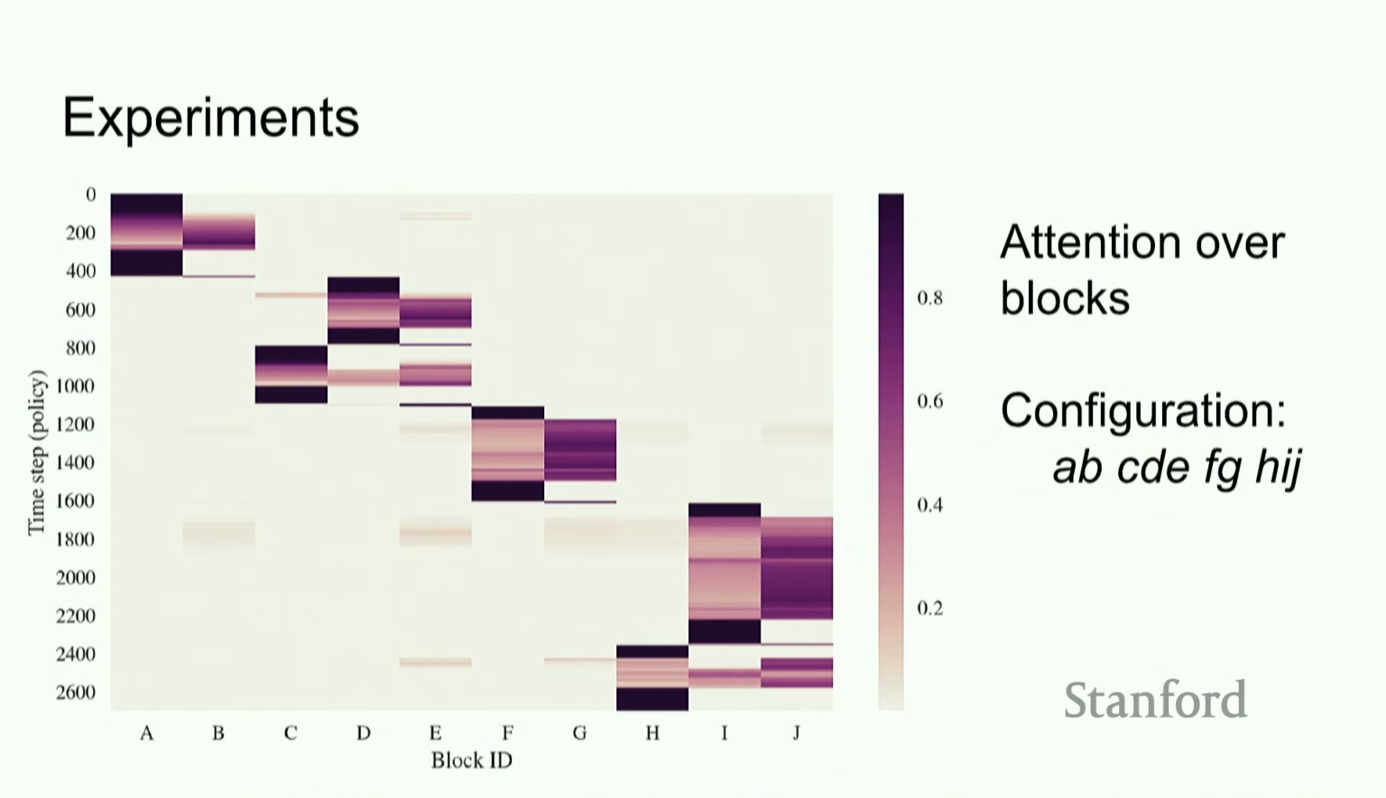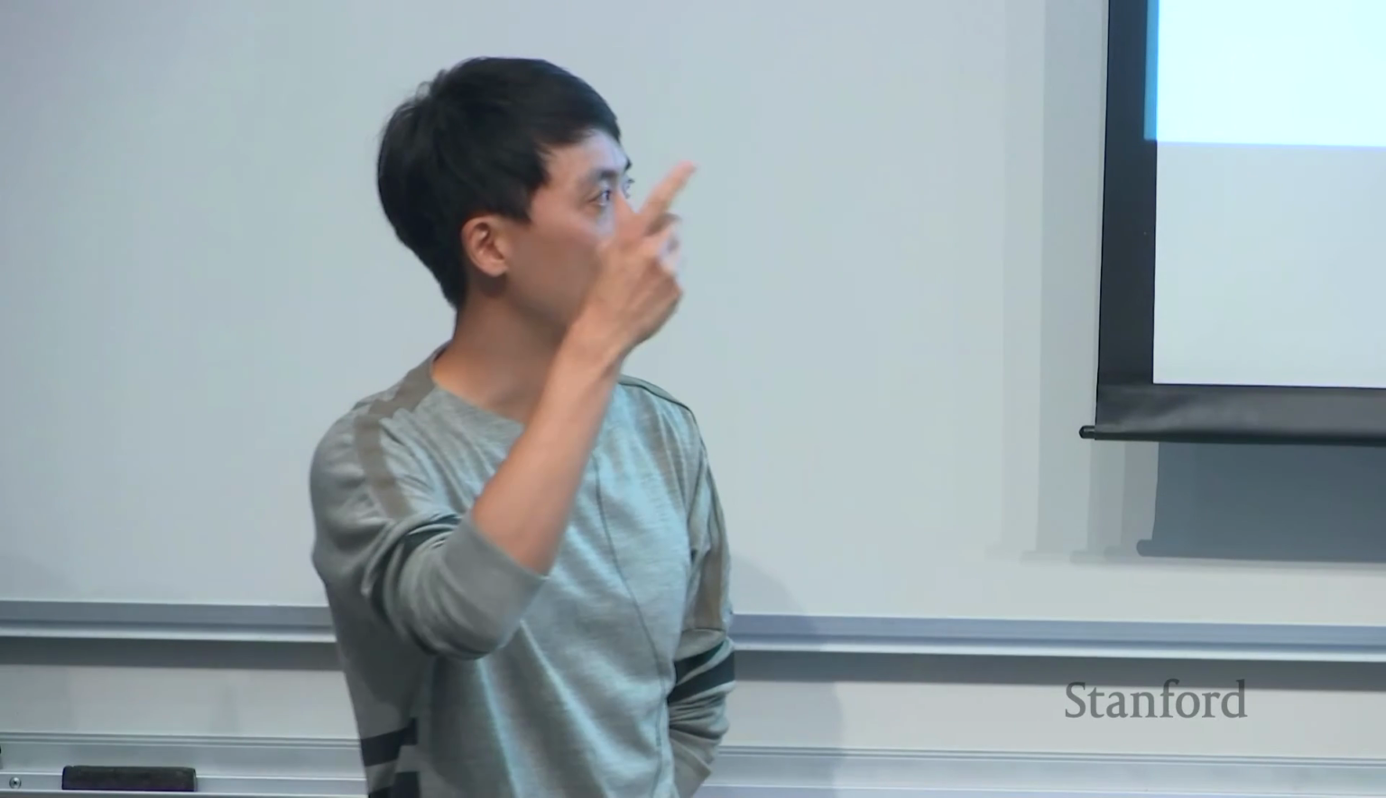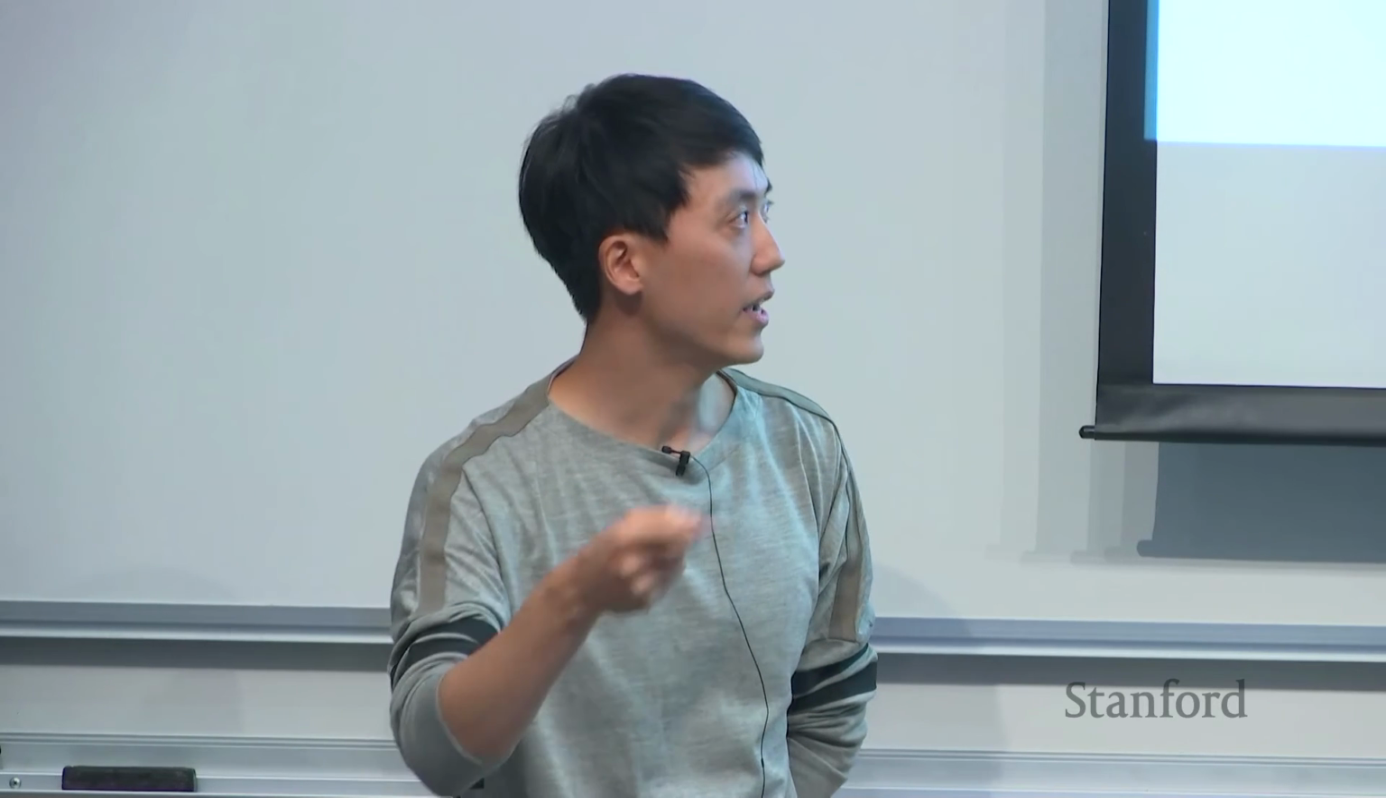Another fun chart here looks at how attention differs across the blocks. On the x-axis, we have different blocks, A to J. On the y-axis, starting from the top, we have the time steps across the policy, so as the policy carries on, which blocks we are paying more attention to. The configuration that we want to achieve is A, B, C, D, F, G, H, I, J, which means that we want block A on top of block B, block C on top of D, which is on top of E, and so on.